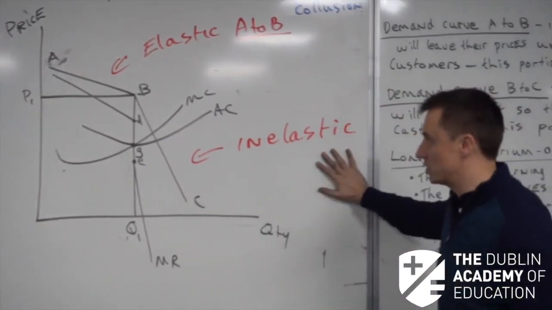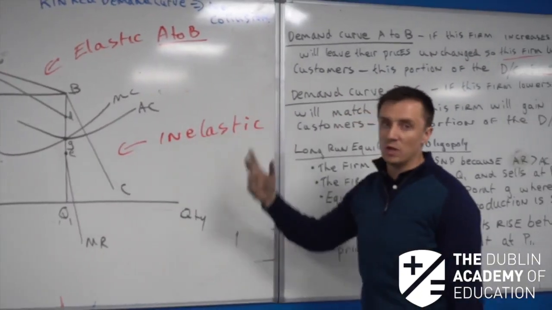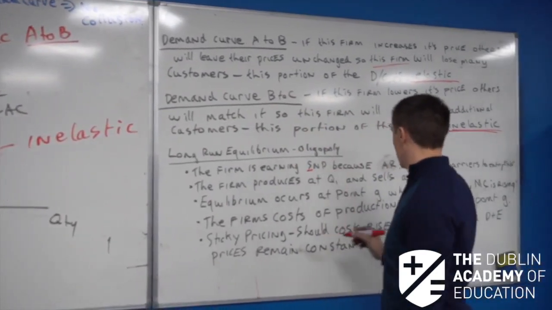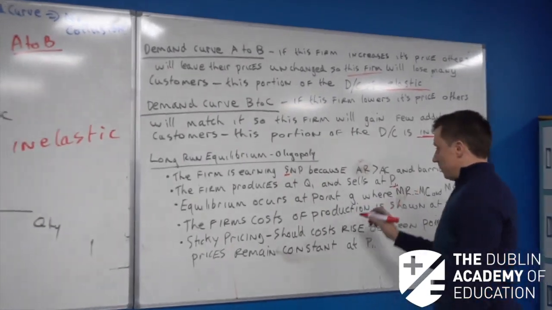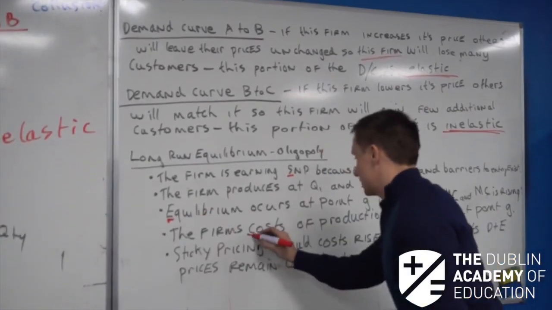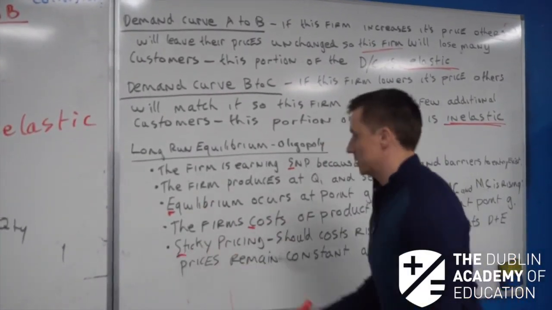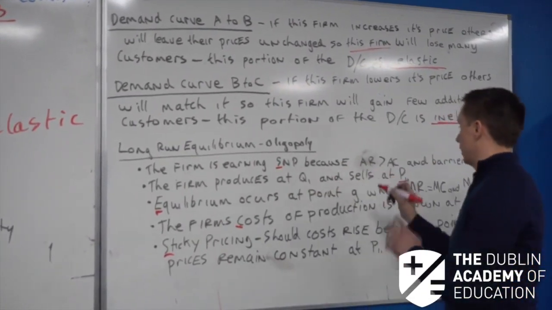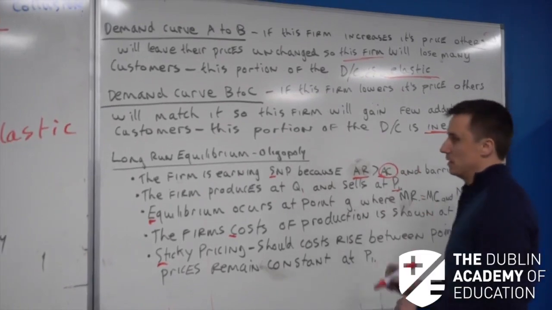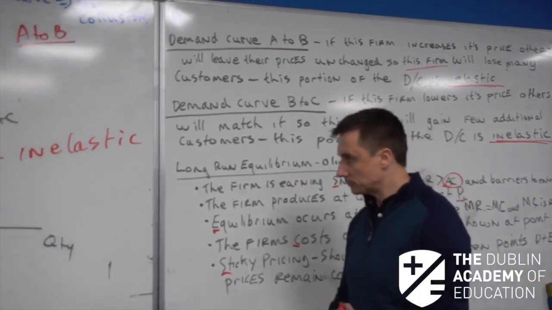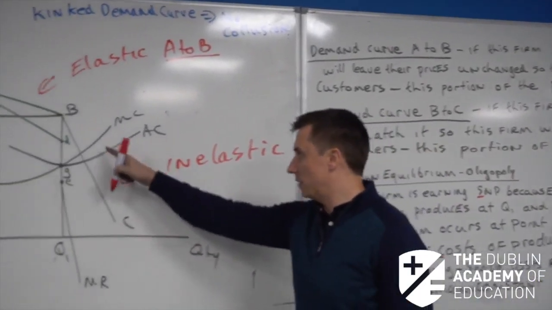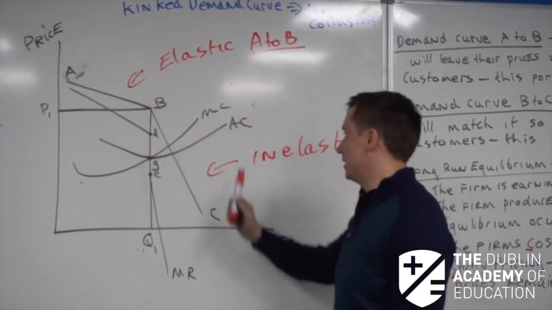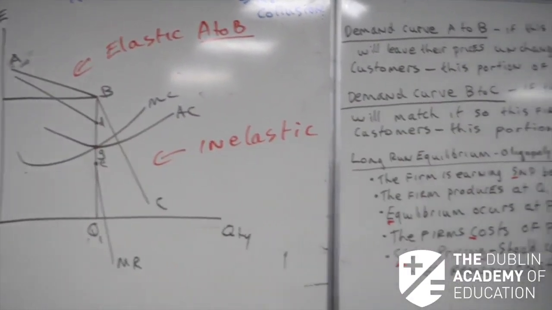Right, next thing then. That's that chipped away. Now what we've got to do is go through the specs. Remember when they're doing this, the specs: S, P, E, C, and S. Let's go through it. The firm is earning supernormal profits because average revenue is greater than average costs. It makes perfect sense. This is their demand curve, which is their average revenue. They're producing here at Q1. Their average revenue at this point exceeds their average costs. They're making supernormal profit.